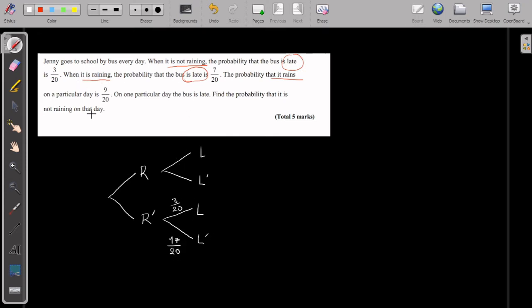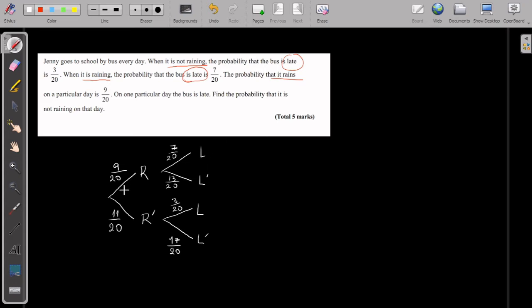I continue. When it is raining, the probability that the bus will be late, so I care about this branch, is 7/20. So since it's 7/20 when it's late, for not being late it's going to be 13/20, because both of them should have 1 as a total probability. Now, the probability that it rains on a particular day is 9/20. So to rain is 9/20, and not to rain is going to be the rest, 11/20.